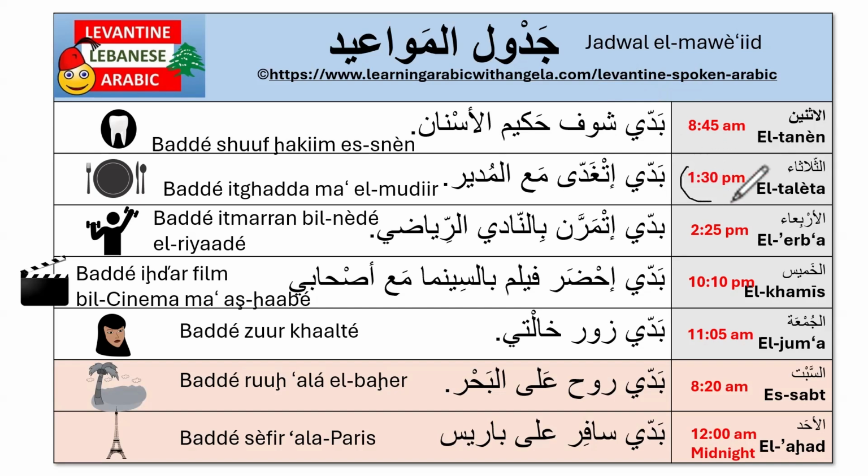الثلاثة الساعة 1:30 بعد الظهر, in the afternoon. Notice that ظهر is pronounced with the emphatic the, however it's spelled with a the, but we pronounce it with an emphatic the. بعد الظهر. Just a note. بدي اتغدى مع المدير. I want to have lunch.